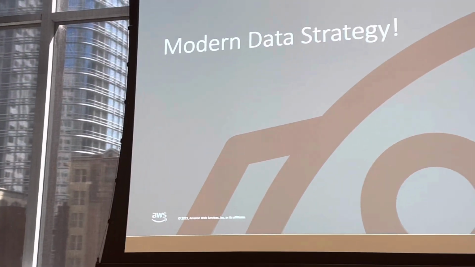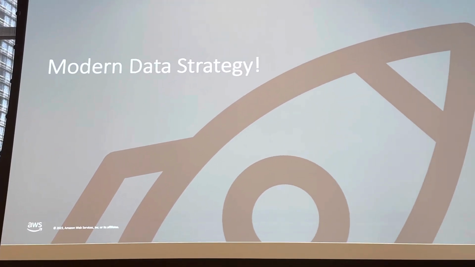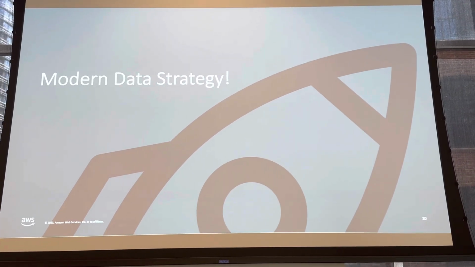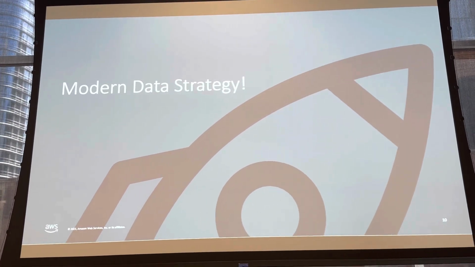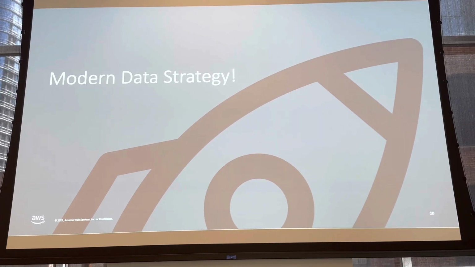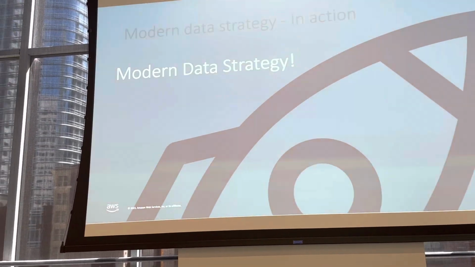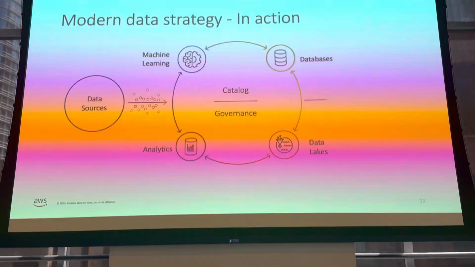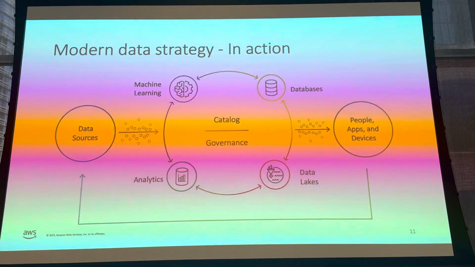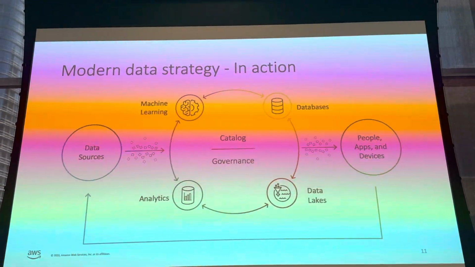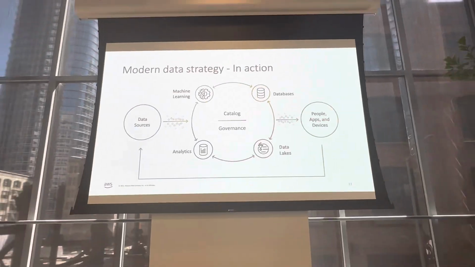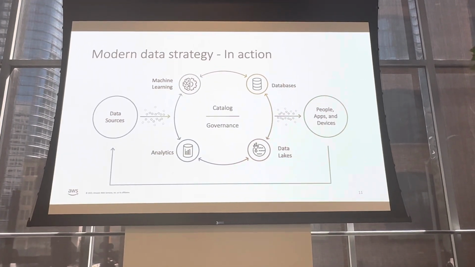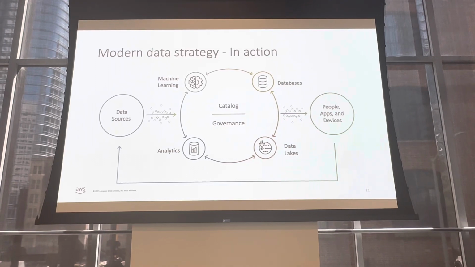So now that we have talked about the importance of data, and we also talked about data observability and the pillars of data observability, let's move along. Now let's talk about the modern data strategy, which I was talking about at the start of the session itself. So, modern data strategy in action. A modern data strategy helps your data sources connect to the people who will be consuming it, whether they are people, processes, apps, devices, and anything in between. And all the building blocks are going to help you do that.